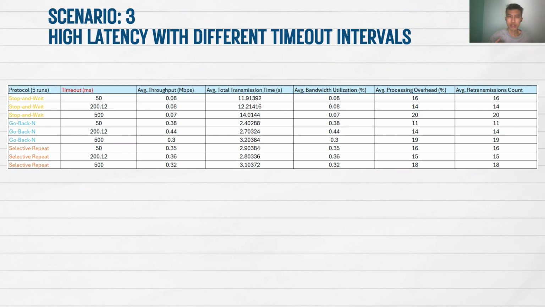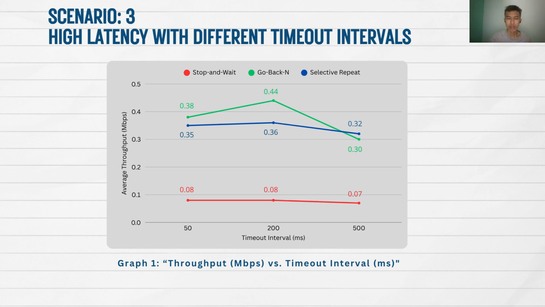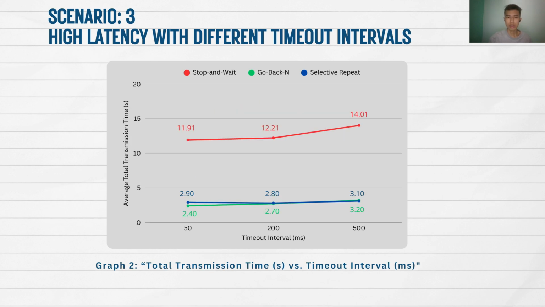I'm going to present from scenario 3 to conclusion. First of all, this is the scenario 3 table, high latency with different timeout intervals. And this is the graph for it, which is graph 1, throughput versus timeout interval. And this is graph 2, total transmission time and timeout interval.